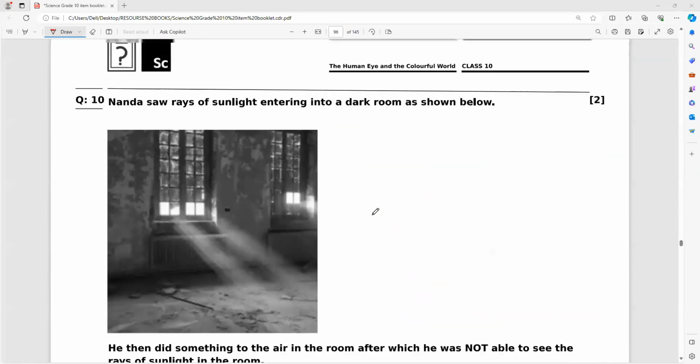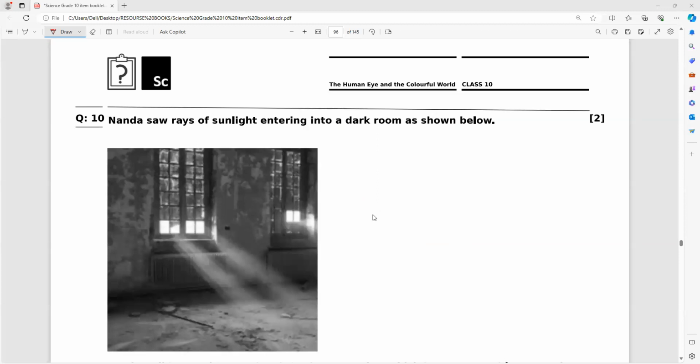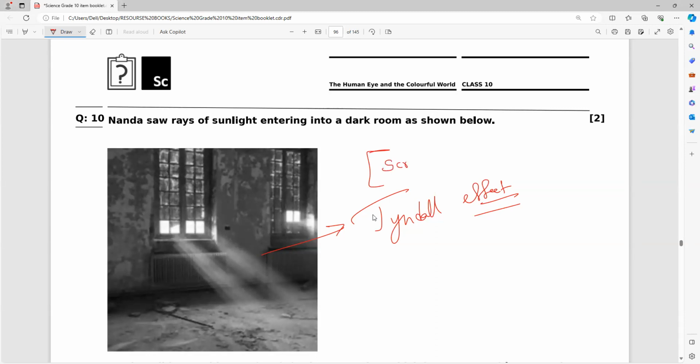Next. By seeing this image itself, we can say it is an example of the Tyndall effect. What is the principle behind the Tyndall effect? Atmospheric refraction or scattering of light? Scattering of light. The Tyndall effect is the scattering of same color light. Same color means what light it is? White light.